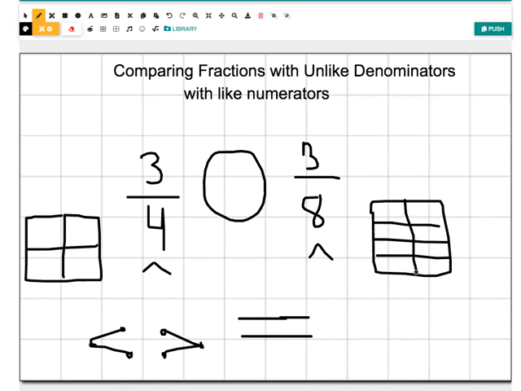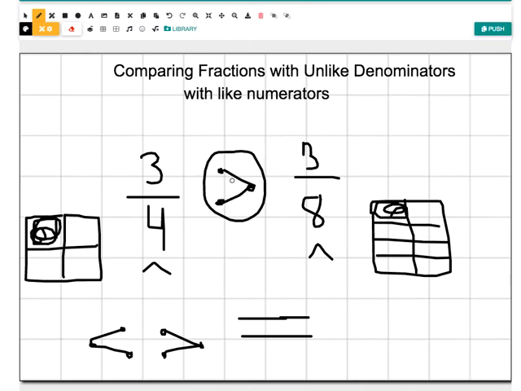So if you have one divided into eighths, you can see that the ones that are divided into fourths have bigger pieces than this eighth. So this is 1/8 right here, and it's a small piece, and this is 1/4 right here, and it's a bigger piece. So when we're looking at ones that have the same numerators but different denominators, we're going to look at the bottom, and whichever one has the smallest denominator is going to be greater than. So we know 4 is smaller than 8, so it's going to be greater than, because the pieces are going to be bigger with the smaller denominator.